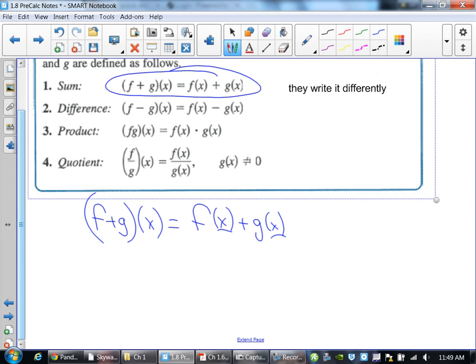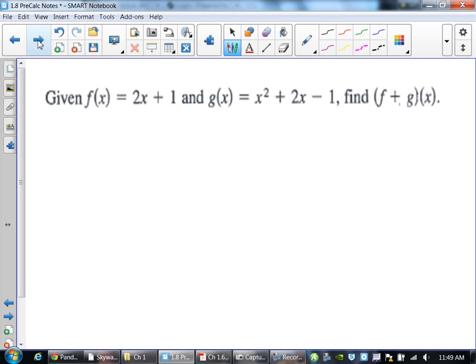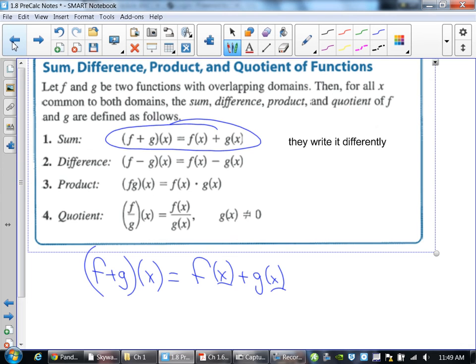Does that make sense? That's the only thing that's different, guys. That's it. The rest of it is really, really easy. Remember, all they did was simplify it like a GCF. That's all that means.